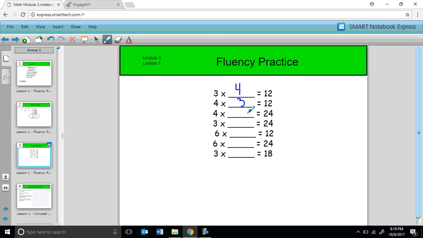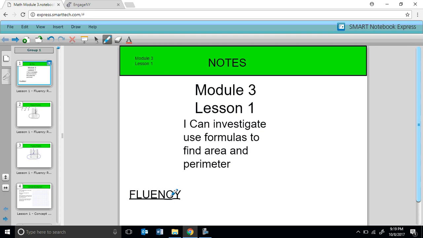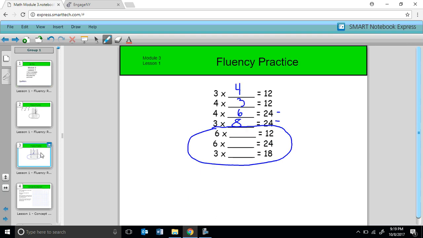So 4 times 6 is 24. And 3 times 8 is 24. 24 has got a lot of numbers that equal it. Alright, last ones, you're going to do these in your notebook under fluency again. So you're going to have some more numbers that you're multiplying by.